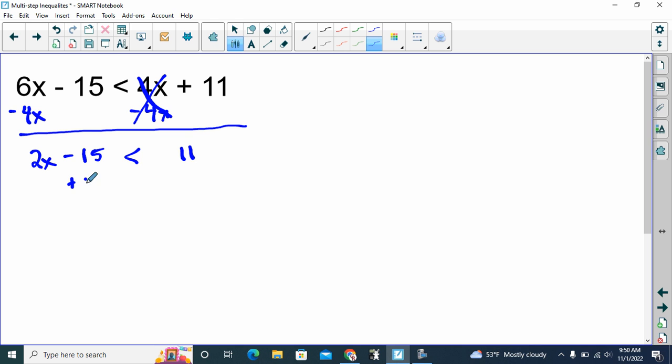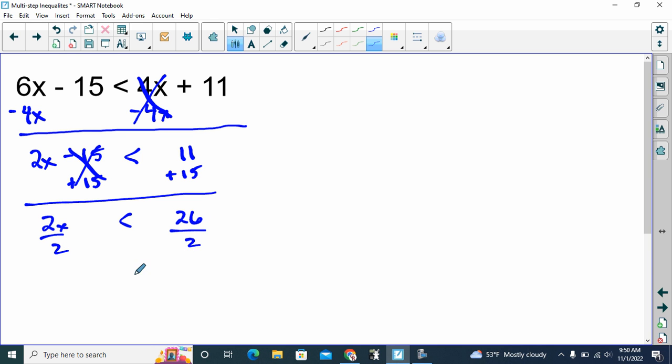Add 15. I get 2x. 11 and 15 make 26. I added on both sides. We do not flip our inequality. Divide both sides by 2. 26 divided by 2 is 13. I divided both sides by a positive number. I do not flip my inequality. X is less than 13.